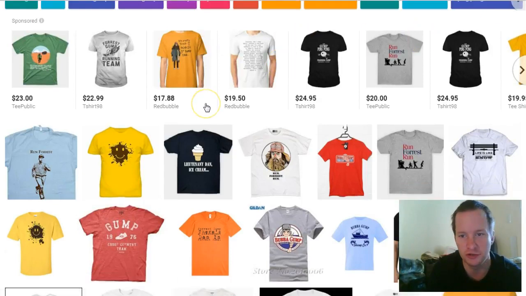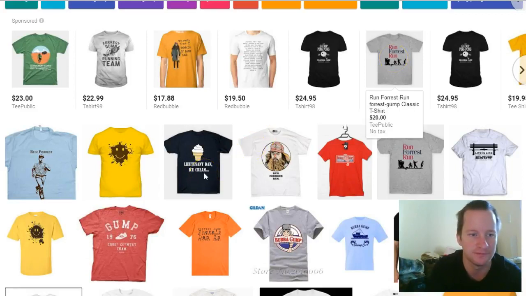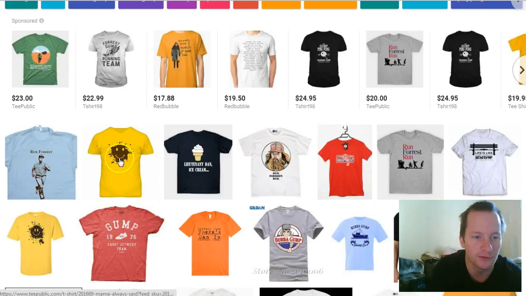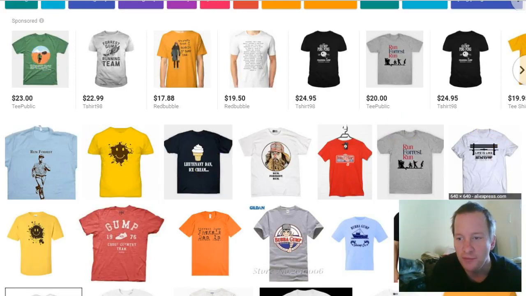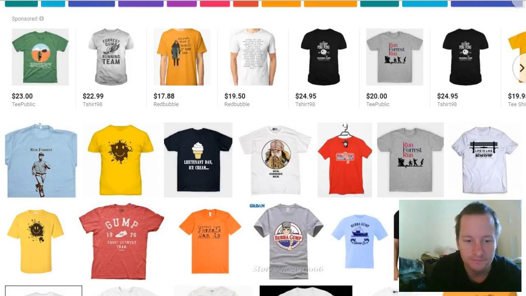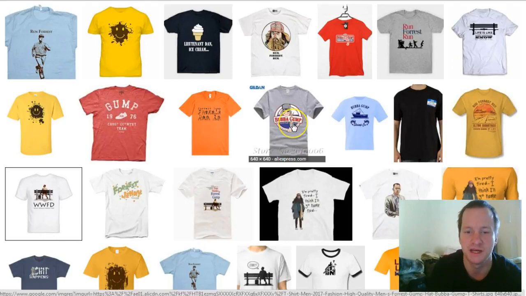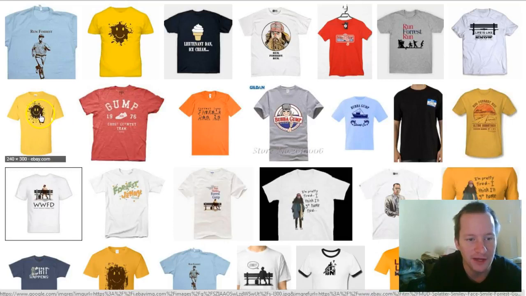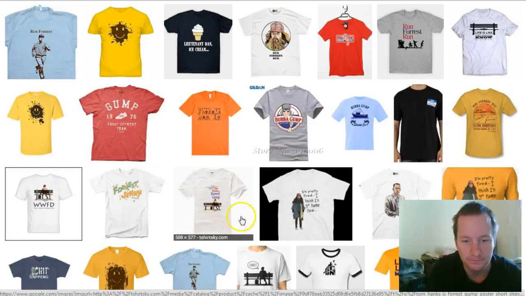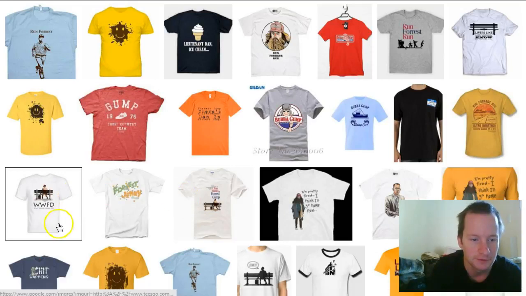So we got a couple shirts here. We got Run Forrest Run, Lieutenant Dan Ice Cream. Got one right here. I can't read that out, but Life is like a box of chocolates. We got this that we saw in my last video. We got the happy face. Now this one right here, they just took the image from like the DVD, so don't do that. That's copyright right there. We got this one that says WWFD.